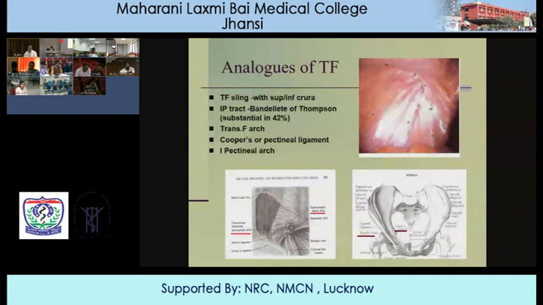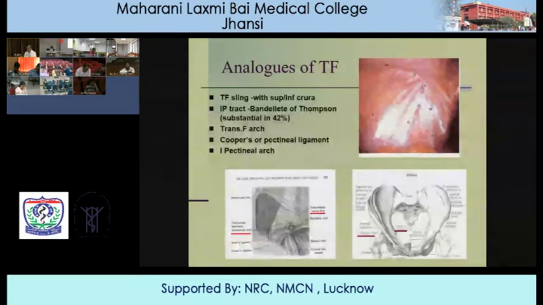And what's the shutter mechanism? The shutter mechanism is basically this: the arching fibers of the transversus abdominis and the internal oblique, whenever there's increased tension, these arching fibers now straighten up. When they straighten up, they descend down and become parallel to what? The inguinal ligament. So they descend and become parallel, giving support to this particular area. That is shuttering down in the inguinal area.